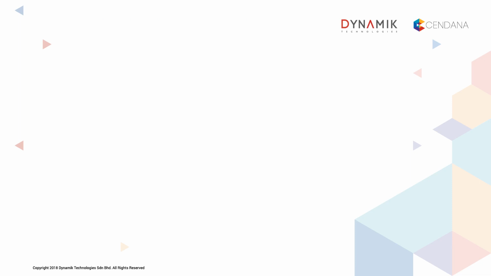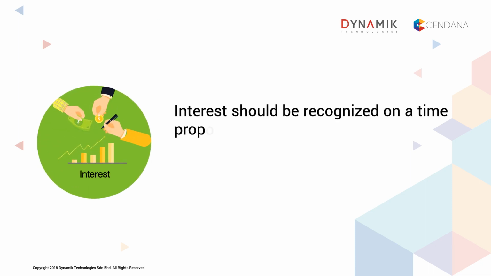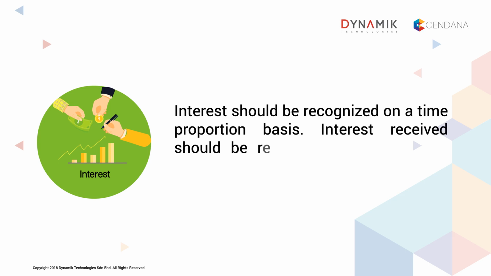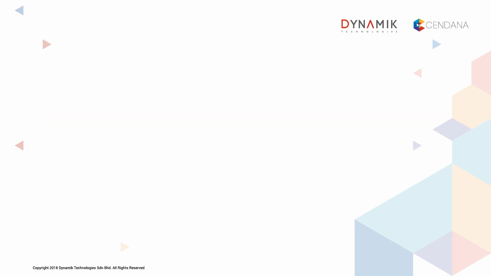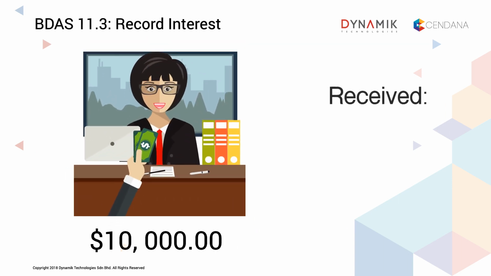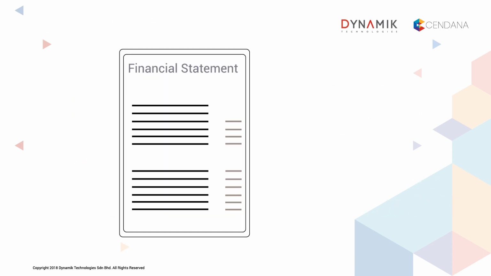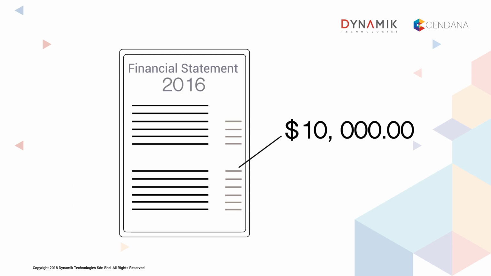Moving on to BDAS 11.3 is to record interest. Interest should be recognized on a time proportion basis. Interest received should be recognized on an accrual basis. Scenario sample is as following. BBA Company receives interest of $10,000 on bank deposit for the month of December 2016 on 3rd January 2017. BBA Company will recognize interest received of $10,000 in the financial statements of year 2016, even though it was received in the next accounting period as it relates to the current period.